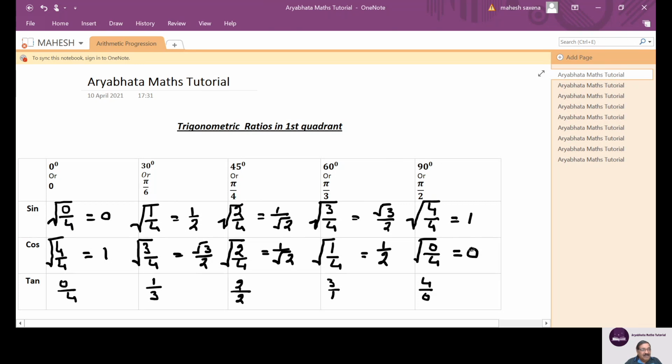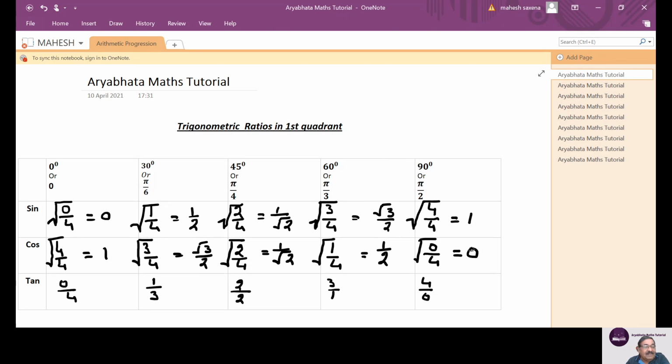Therefore, you have seen that to find the value of sine and cos of an angle, if the angle is 0 degree, 30 degree, 45 degree, 60 degree and 90 degree, it is very easy to find the trigonometric ratios of sine and cos.